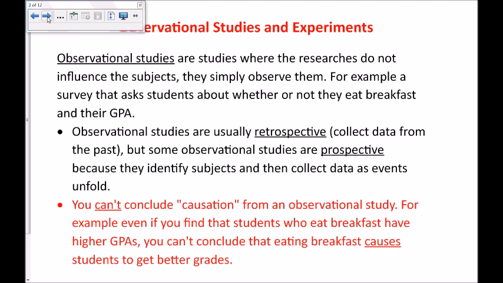Okay? Observational studies are usually retrospective, meaning they're talking about data from the past. So in the past, have you eaten breakfast and what's your GPA? Okay? But sometimes observational studies are prospective, meaning it's going into the future. So from here on out, we can take a group of students and we can see going into the future if they eat breakfast and what their GPAs are going to be in the future. Okay, retrospective are about the past, prospective into the future.